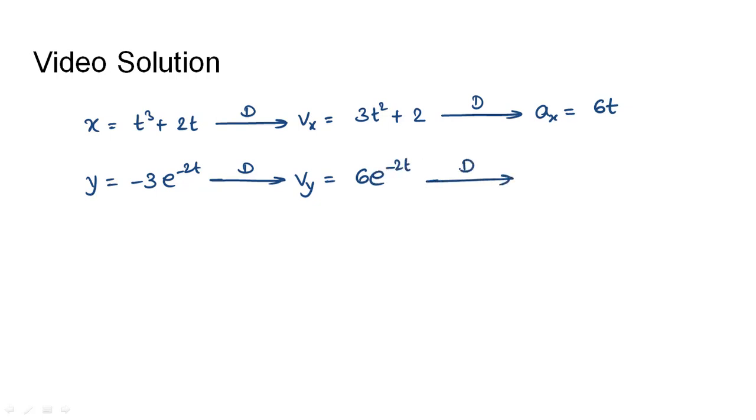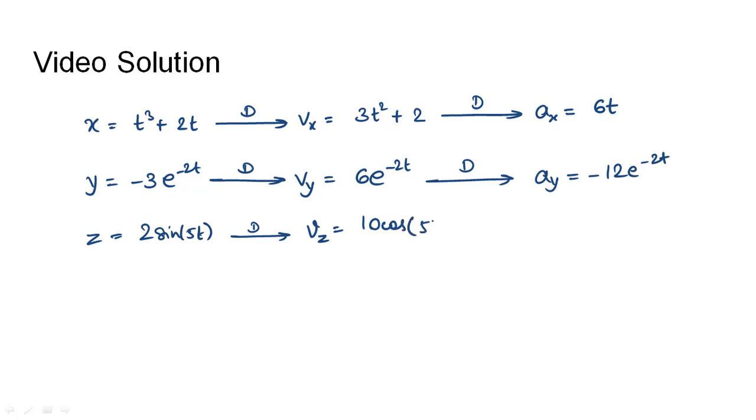Taking its derivative once again, we would obtain the acceleration in the y direction, that would be minus 12 e power minus 2t. Then we have z, which is 2 sine of 5t. We will take its derivative. That would give us velocity along the z direction, which would be equal to 10 cos 5t. We will take its derivative. That would give us acceleration along the z direction, which would become minus 50 sine of 5t.